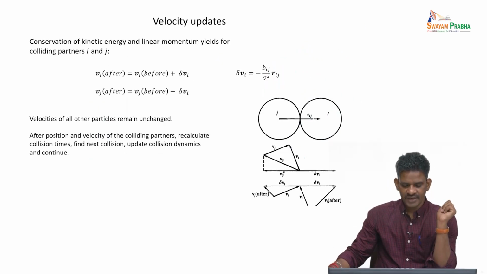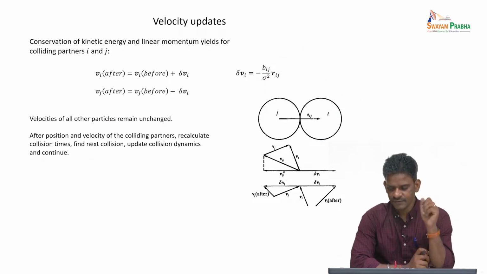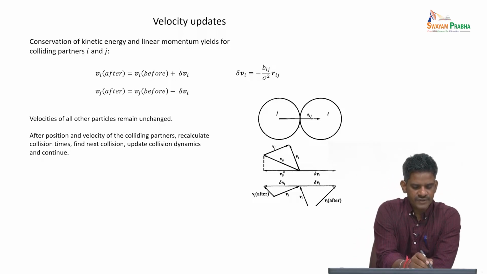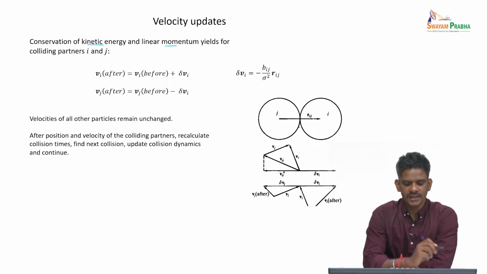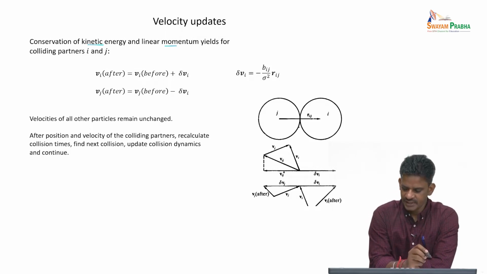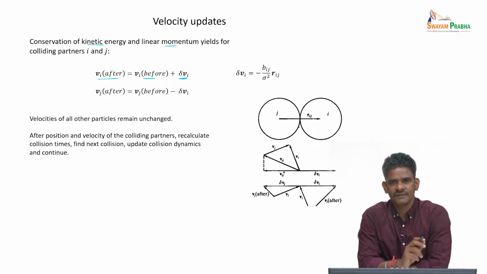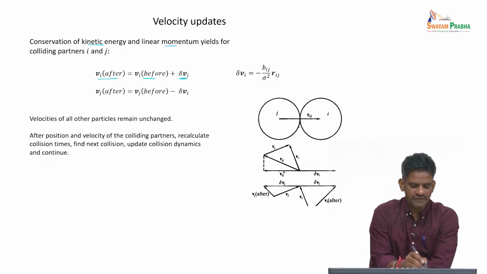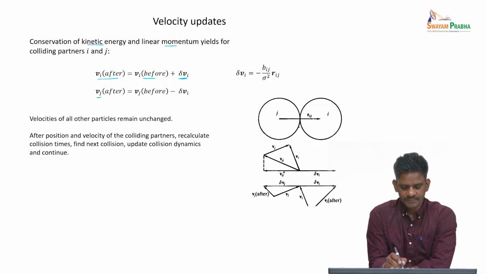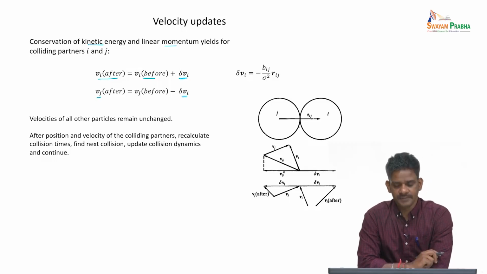So, therefore, we have to update the velocities of the colliding partners also. The idea is to enforce the conservation of kinetic energy and linear momentum. The way you do that is that the ith particle's velocity after collision is given as the velocity before they collide plus some small change in the velocity, delta Vi. Similarly, for particle j, the value after collision would be equal to the before collision value minus the small change in the velocity of Vi.